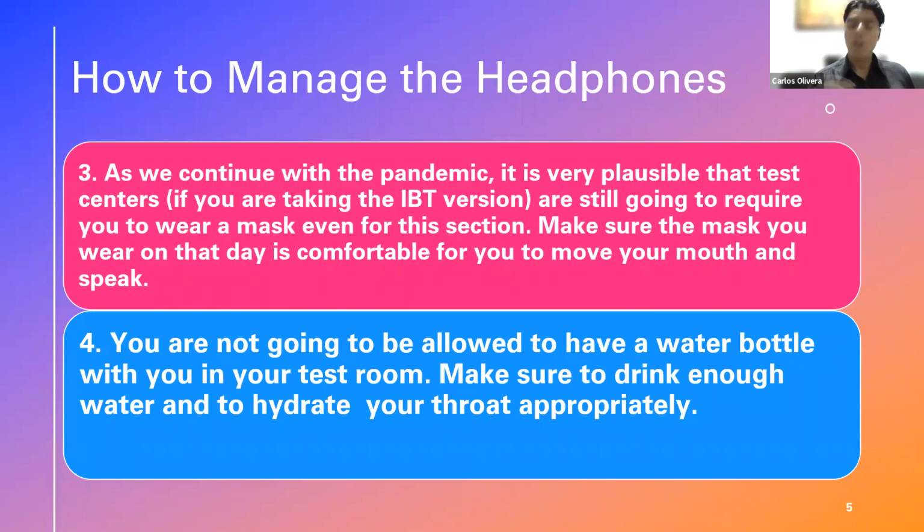Remember, they are going to explain this anyway on that day, but if you need something from any of the ETS staff members, you just have to raise your hand. Please don't scream. Don't say, hey, help me. I mean, you're going to, of course, disturb the other test takers. You just raise your hand silently. Somebody's going to come and help you.